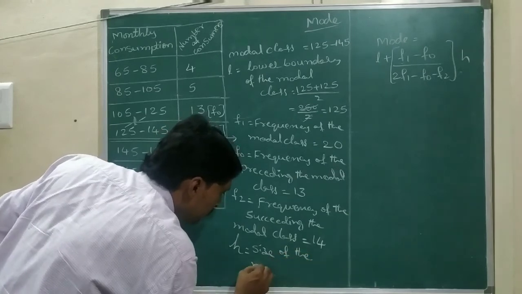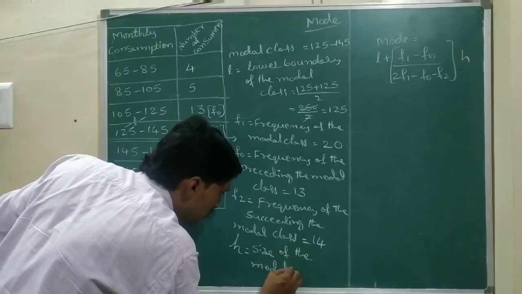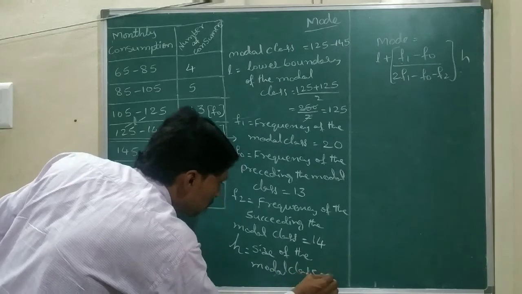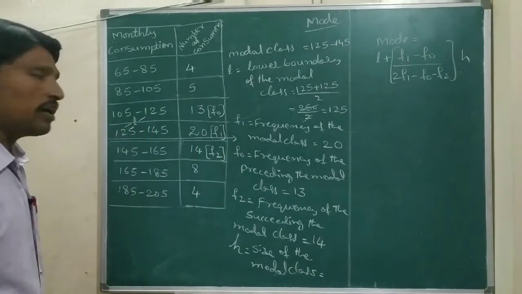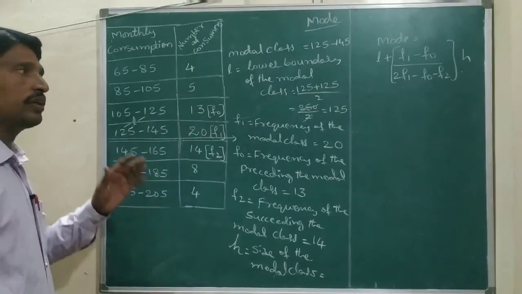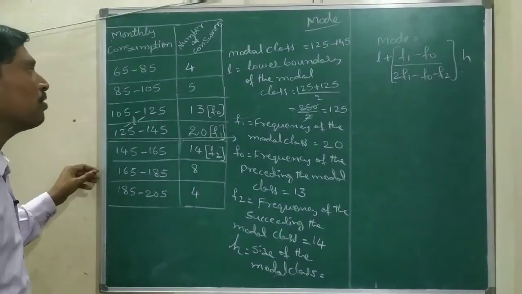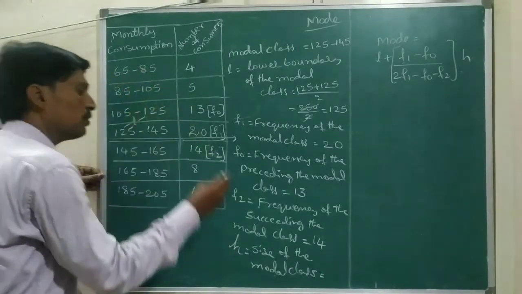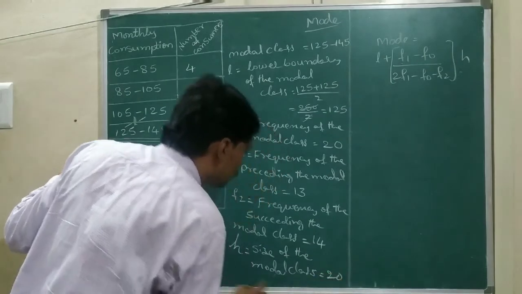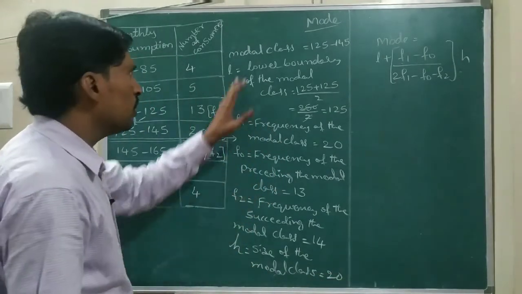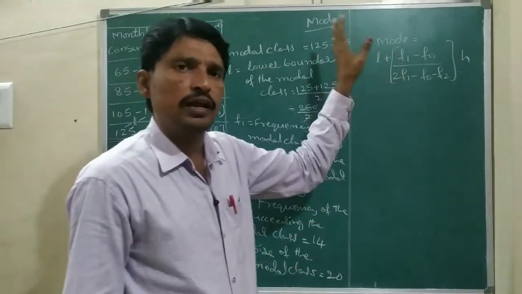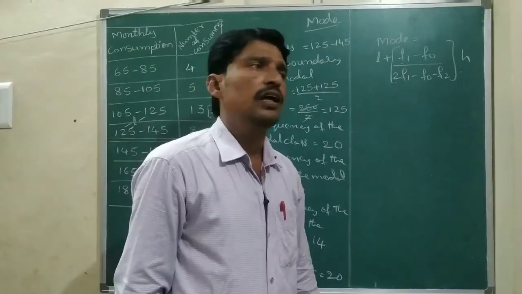Next, height, size of the modal class. What is the size of the modal class? Any two successive class intervals, difference we need to take, either upper limits or lower limits. 85 minus 65, that is 20. So the H value we got is 20. All these values we are substituting in the formula, and we get the mode.